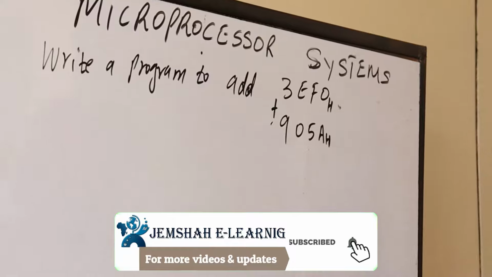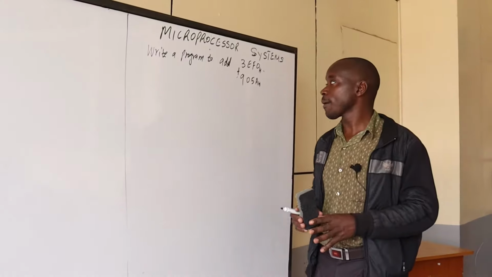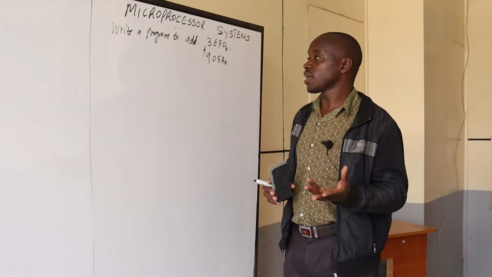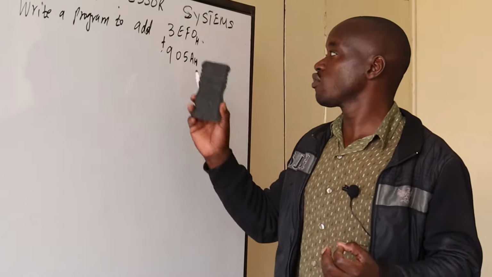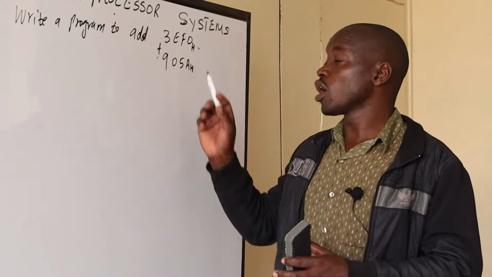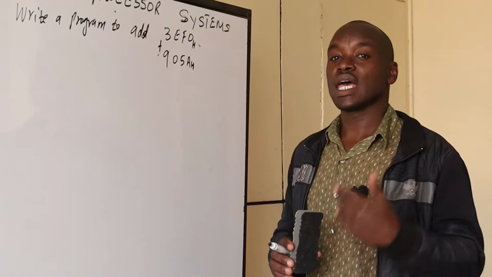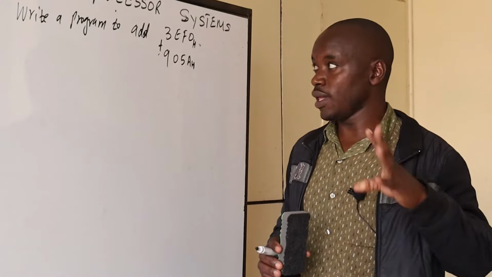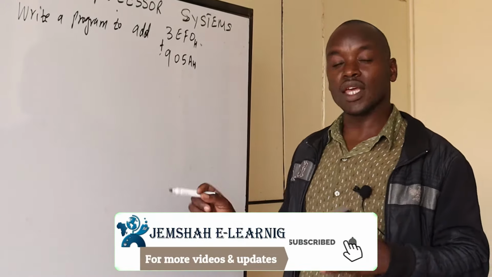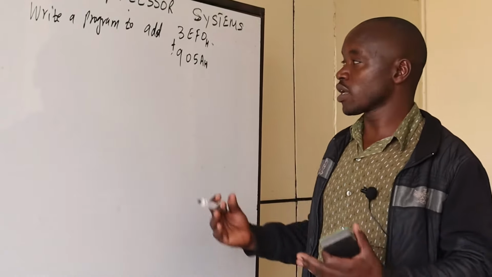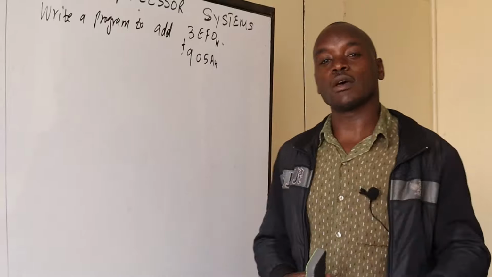3EF0 and 905A. I want to use two methods to do this program, because sometimes the examiner can ask you to add these two without using register pairs, or you can be told to use register pairs. So what I will be doing, so that we understand what we are doing, is writing the program, then we draw the trace table, so that we see what's happening in each program. I want to start with register pairs.